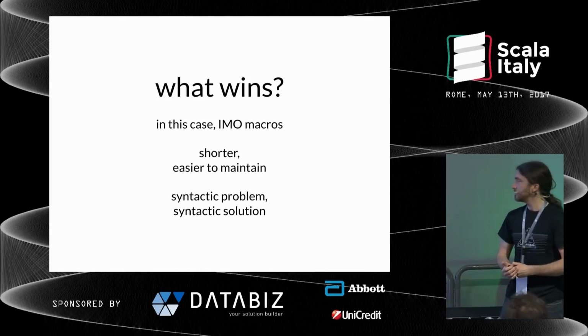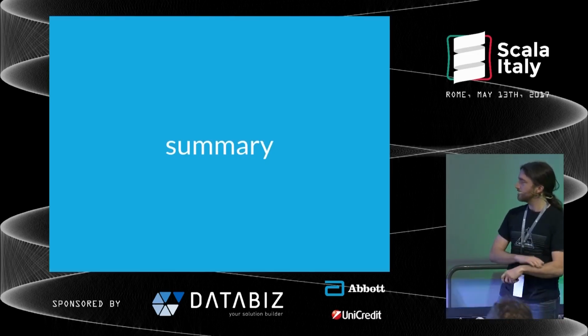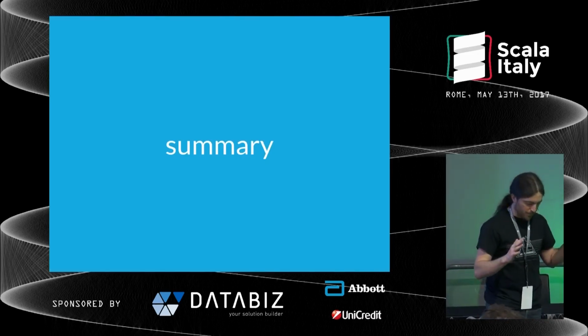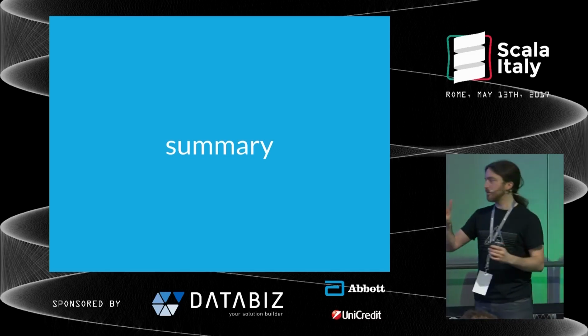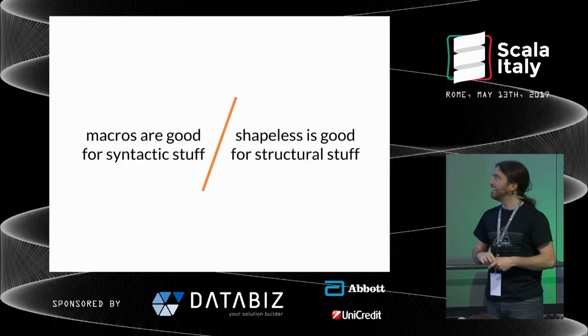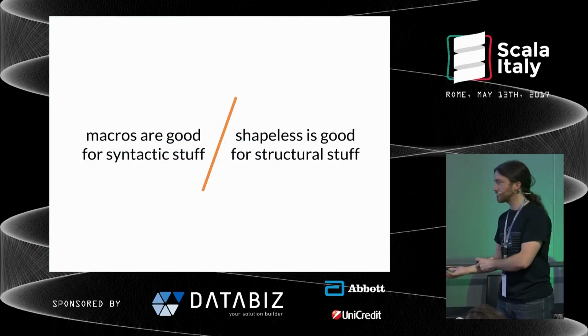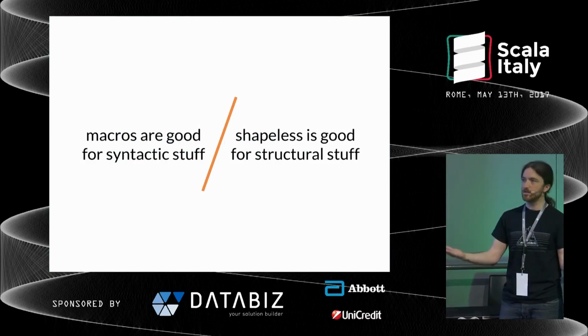So, I'm coming a little bit under time, actually. That's kind of interesting. Let's look back at what we covered. So there's two take-home points, really, here. One is macros are good for syntactic stuff, and Shapeless is good for structural stuff. So if you're choosing a mechanism to solve a problem, this is your first port of call, right?